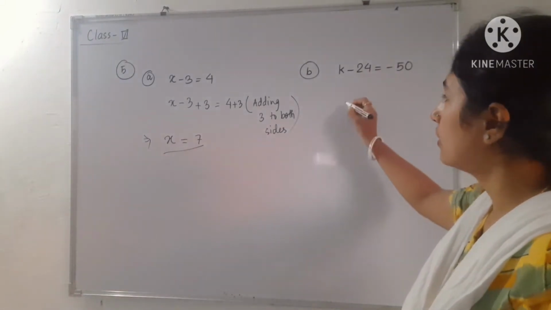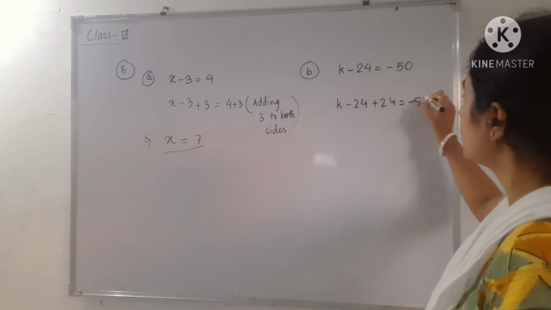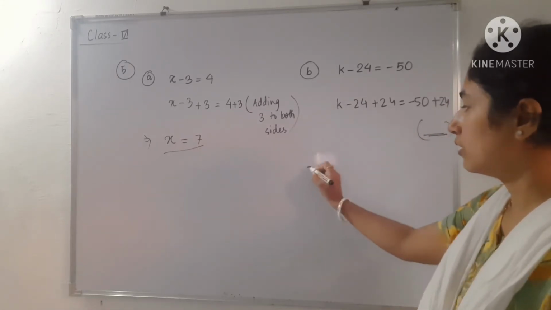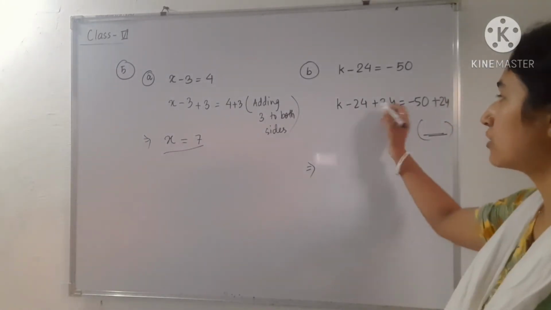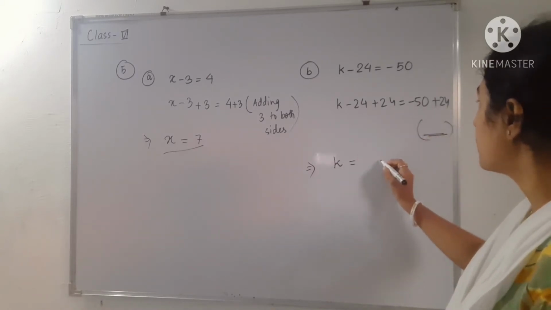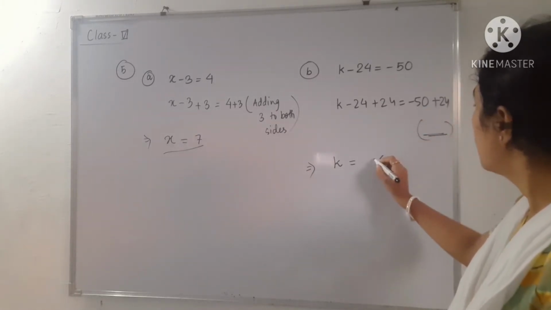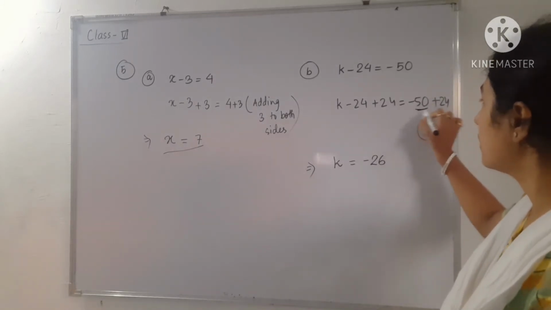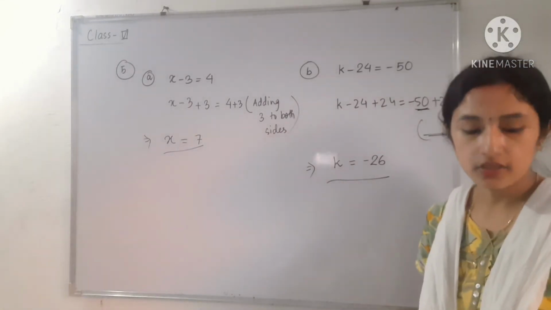Similarly here you can add 24 to both sides. Okay, so plus 24, and this will be minus 50 plus 24. So I am not writing in the bracket again. You can write, now you got the steps how to do it. So you have to write adding 24 to both sides. So minus 24 plus 24 will become 0. It will become k, and minus 50 plus 24 will be minus 26. So this is a bigger number, and before the bigger number we have the minus symbol. So the final answer is, the value of k is minus 26.